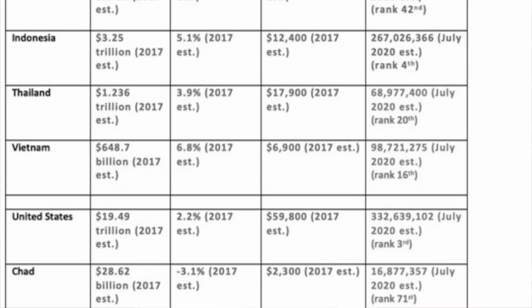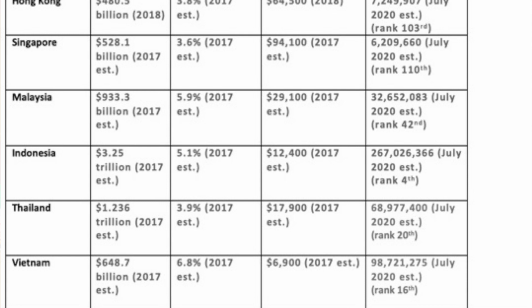In case we forgot, the United States is the third largest country in terms of population in the whole world. So the fact that we have the 19.49 trillion shouldn't be shocking. We have the third most amount of people. If we divide that by all the people, we get our standard of living at around $59,000. Remember, that's just an average. Lots of people make more than that. Lots of people make less than that.